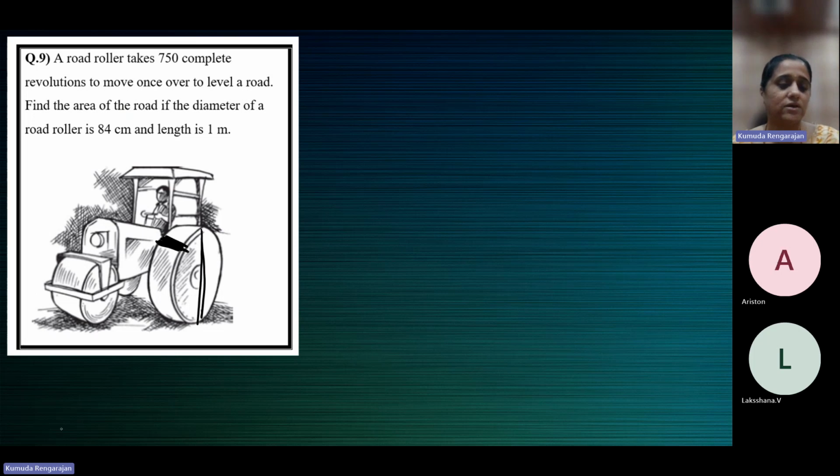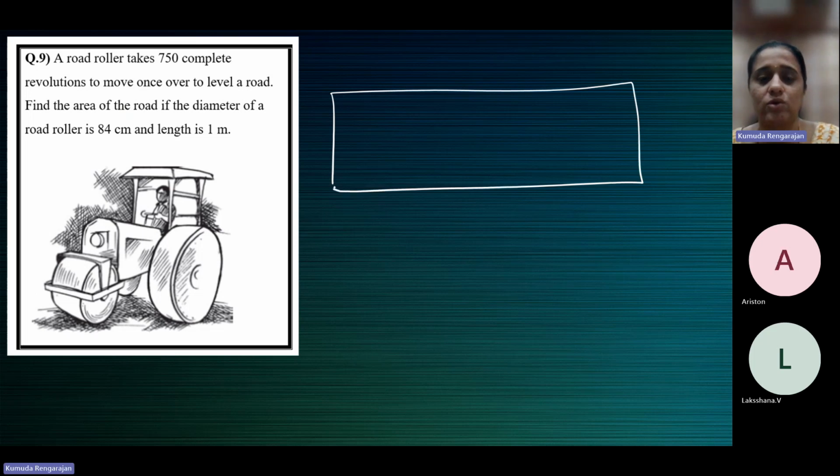It's given that the road roller takes 750 complete revolutions to move once over to level a road. So imagine this is the road. The road roller has to roll over this, has to make 750 complete revolutions to level the road. So the area of the road will be the area covered by the roller in 750 revolutions.